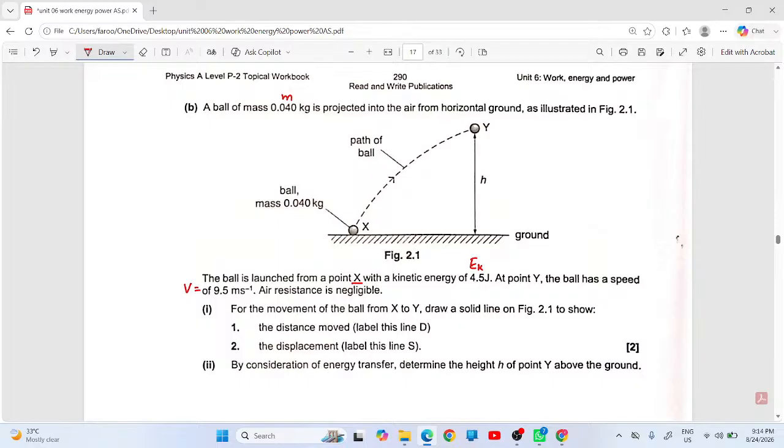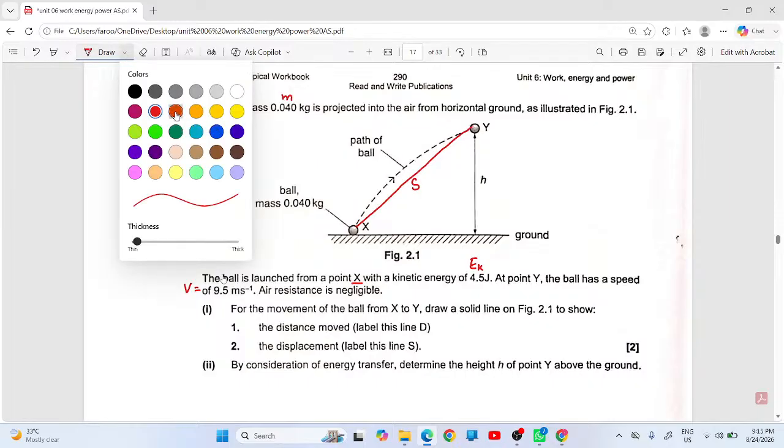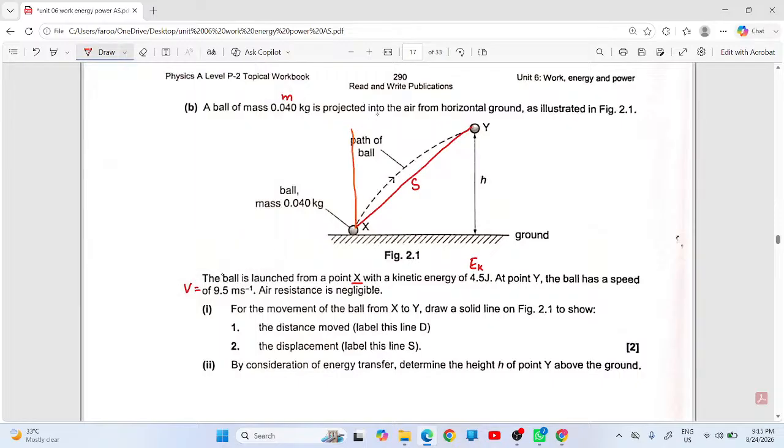What's the distance moved? What should be the displacement? Displacement is a straight line. Distance is along the curve. Because we have to go from x to y, if you follow this path, this curve is the distance.